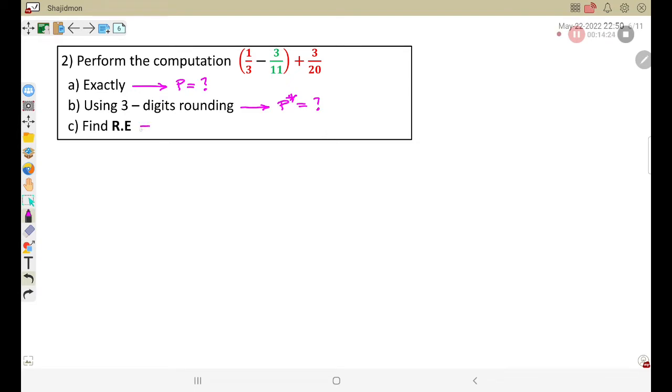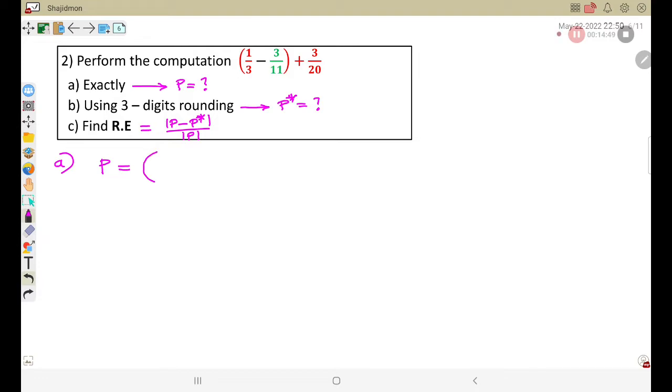After that, write what is the relative error. Relative error means absolute P minus P star divided by absolute P. P number we are getting from the A part, P star number we are getting from the B part of the question. So this is the idea here. We will do one by one. First the A part of the question, P number equals the exact value.